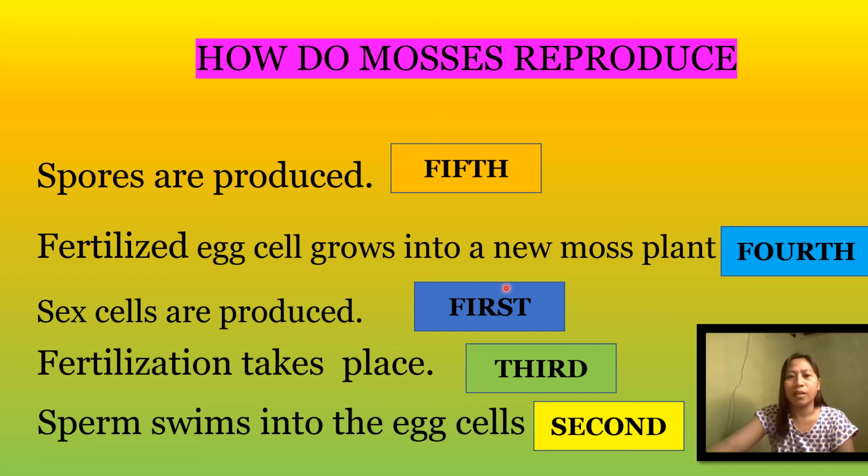After a new plant is being produced, this new plant in turn produces spores. And the cycle goes on and on and on. Okay, I hope you got all the correct answers. Okay, congratulations to those who got 4 and 5. And to those who got lower than 4, again, you can try again.